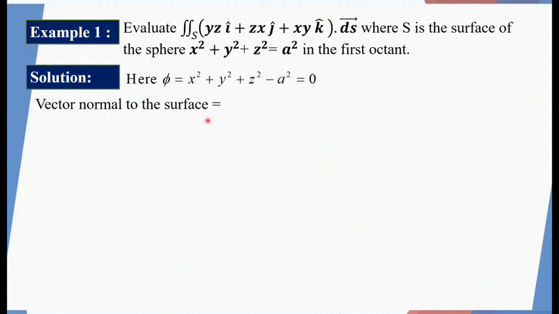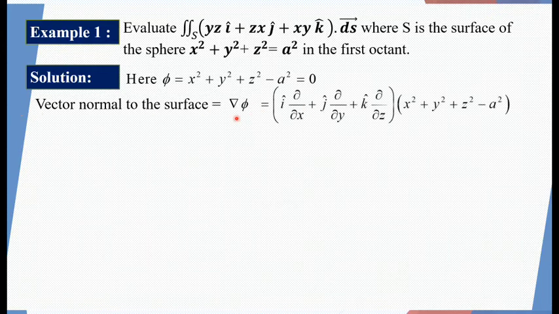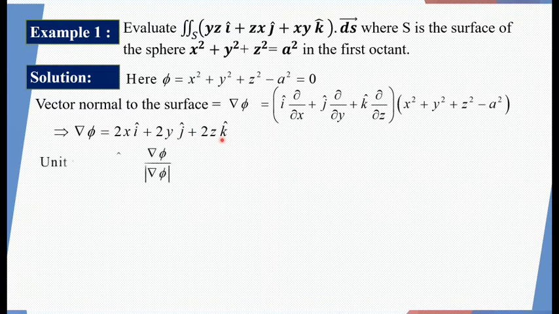So its vector normal to the surface is grad phi, as discussed in the previous slide, del phi. So what is the del? i del over del x plus j del over del y plus k del over del z of x square plus y square plus z square minus a square. When we differentiate partially this function with respect to x, only 2x arises, with respect to y only 2y arises, and with respect to z only 2z arises. That is, del phi is equal to 2x i plus 2y j plus 2z k.